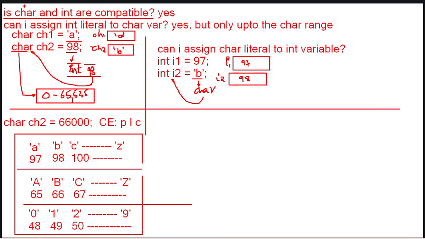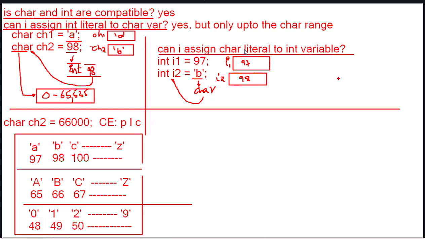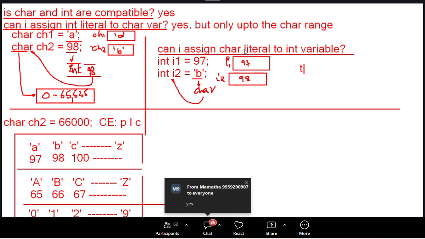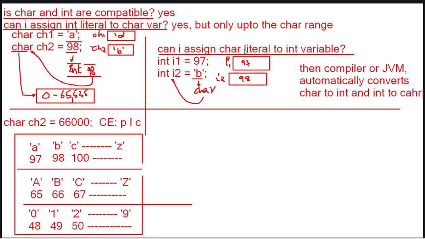If I assign int and int, are char and int compatible to each other? Yes. Can I assign int literal to char variable? Yes. Can I assign char literal to int variable? Yes. Then the compiler or JVM, sometimes compiler, sometimes JVM, automatically converts char to int and int to char literal based on the ASCII table. Based on the ASCII table, they will do conversion and store.